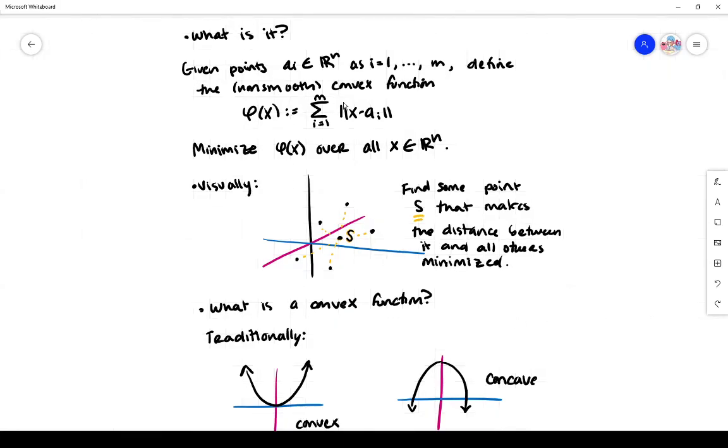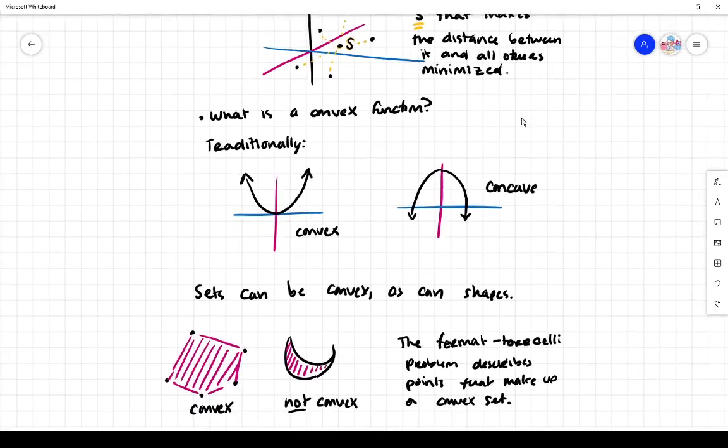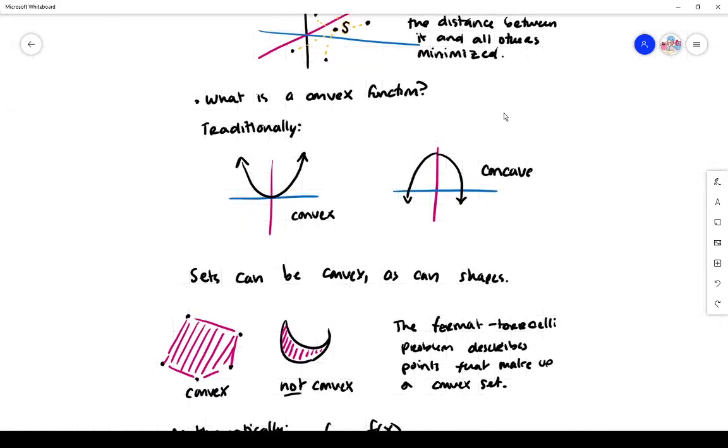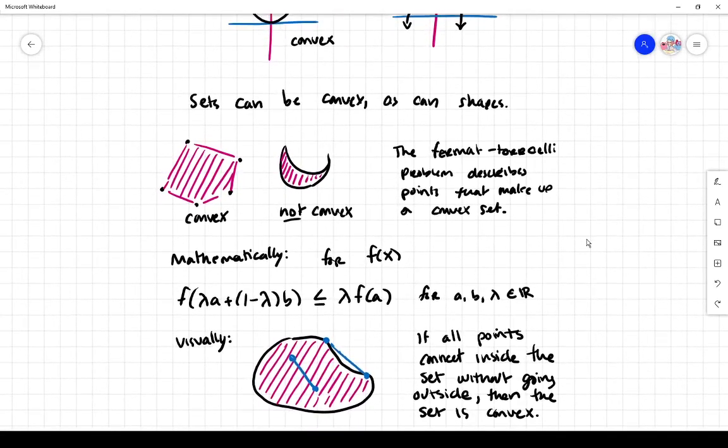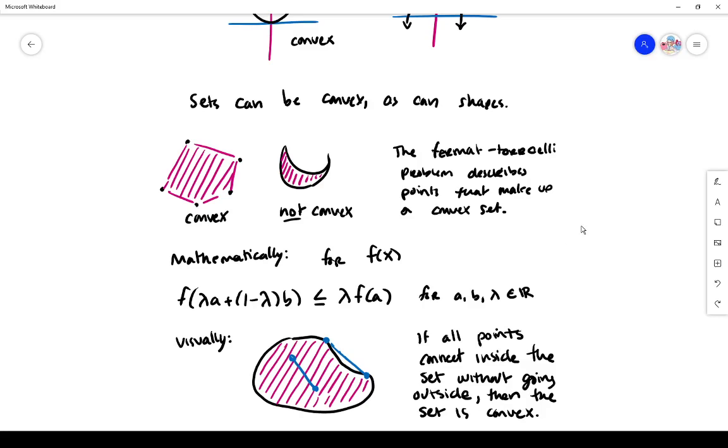This definition mentions the fact that it is a non-smooth convex function. Going into this, I had a concept of what a convex function is: smile up is convex, smile down is concave, that sort of thing. But what I didn't know is that sets can also be convex, which is pretty cool. The Fermat-Torricelli problem describes points that make up this convex set.